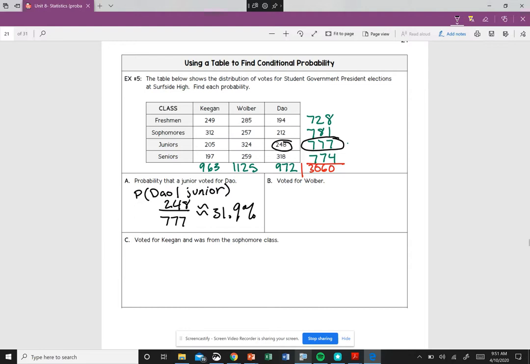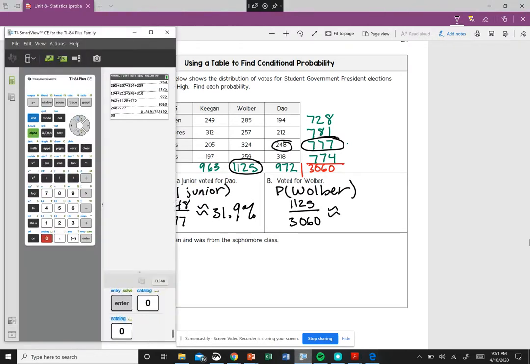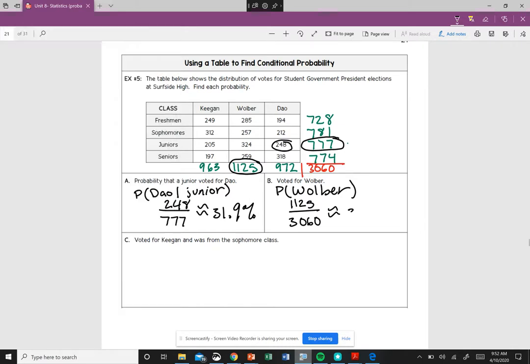Okay, what's the probability that someone voted for Wolber? So there were 1,125 votes in total, out of the total 3,060 votes. That looks like about a third. Let's see, 1125 divided by 3060, and that's 36.8%.